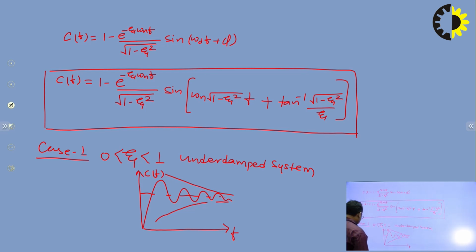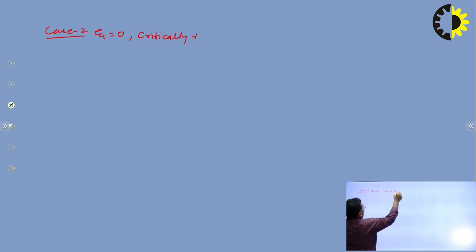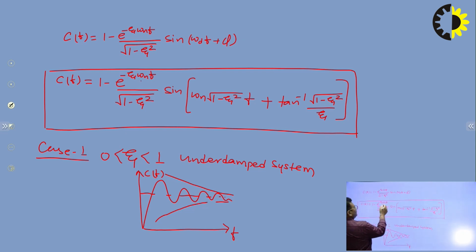Similarly, if I take zeta equal to 0, case 2, then the system is called... critically damped system, right? So, if I put zeta equal to 0 in this equation, then this term will disappear, and similarly this term will disappear. Okay. So, from here we will get omega n t plus pi by 2. So, sin of omega n t plus pi by 2 will be cos omega n t, right?